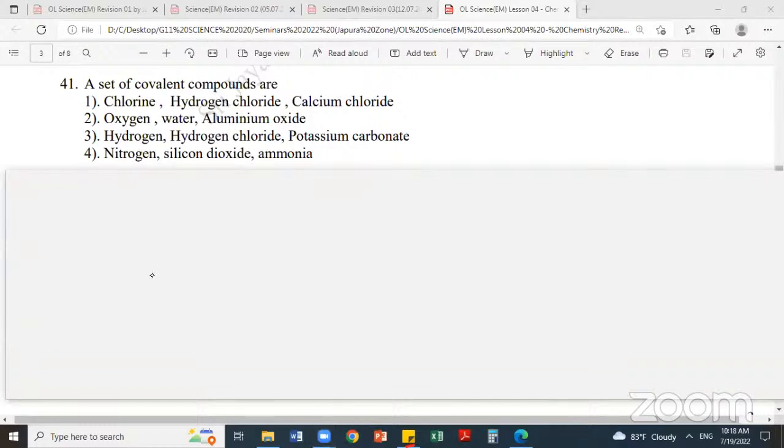The reason, let me explain why the first three are wrong. Why the first one is wrong, I'll highlight here, because calcium chloride is ionic. Others are covalent. Second one is wrong because aluminium oxide is ionic. If there's a metal, it is ionic. Third one, because of potassium carbonate, they are ionic. These are ionic.